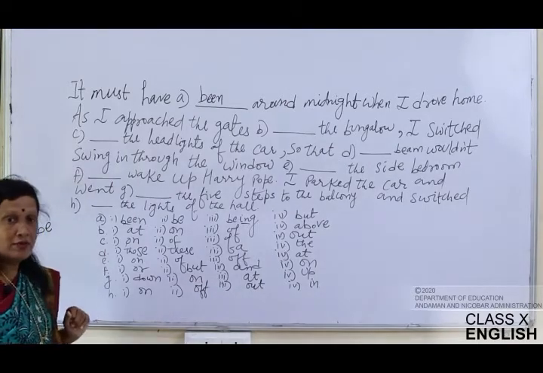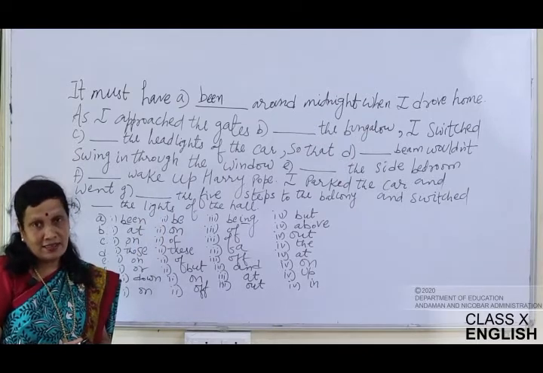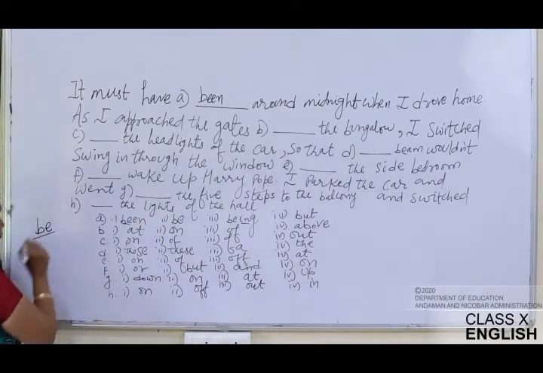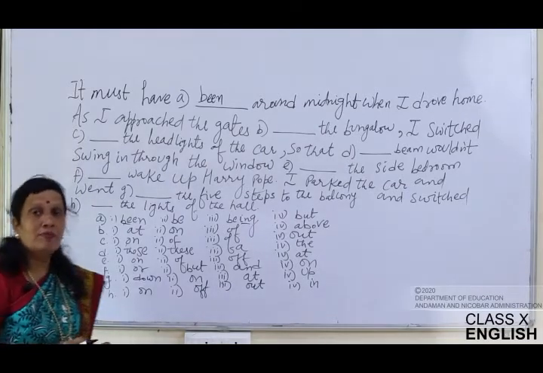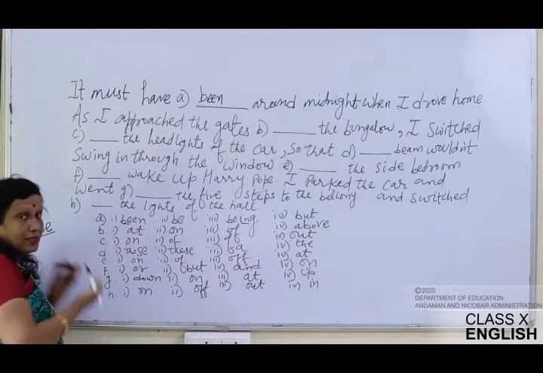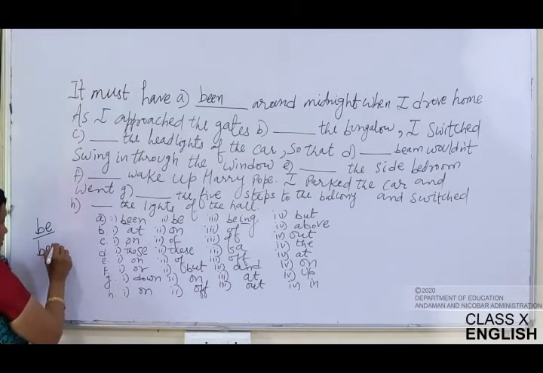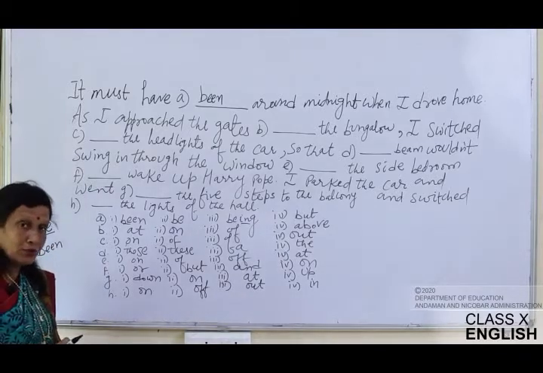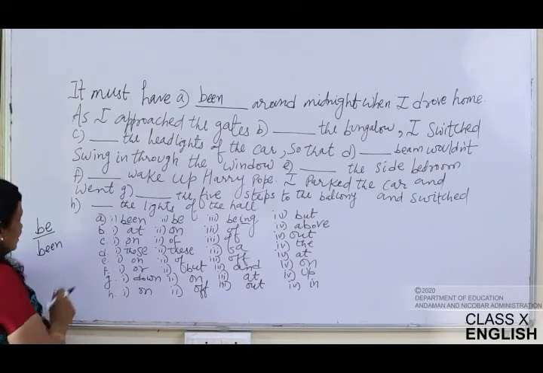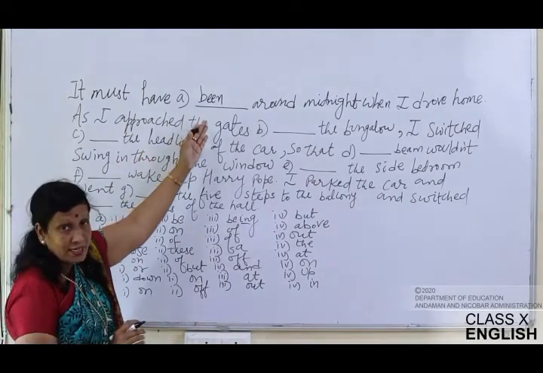B has got different forms. So, whenever you get exercises like this, you might have to use the different forms according to the tense. Sometimes you have to use maybe be as it is, sometimes been when you talk about a past event. So, this is clear to you.